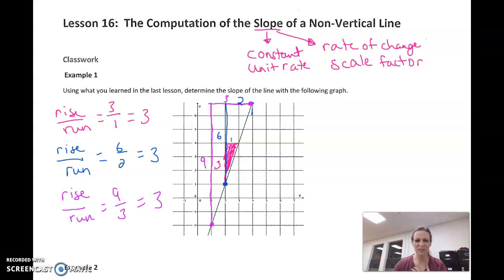A lot of times I will see people write 3 over 1 as 3, comma 1. No, no, no, no. It is not a point on the graph. It is a ratio of the rise compared to the run. How much are we going up compared to how much are we going over? No matter what point you pick, that ratio is going to stay the same. Why? Because it's constant, because it's going up at the same unit rate. So hopefully you understand that about rise over run with slope.